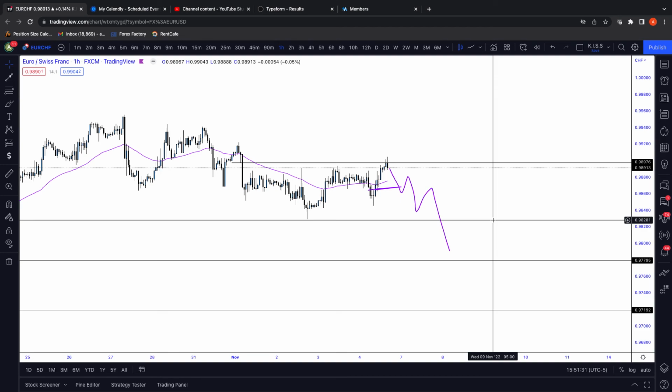Obviously, everything is subject to change, and time and price, again, can't put enough weight on time and price, how important that is with our trading, with our execution.